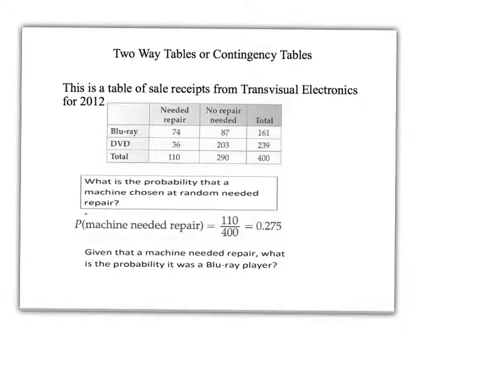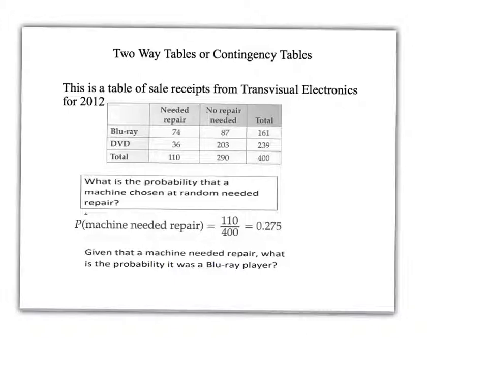In this problem, it's an electronics store, and they repair Blu-ray players and DVD players. Some need repair and others don't need repair. Obviously it's a sale because these are receipts. So some are just sold and some are repaired. And the question is, what's the probability that a machine chosen at random, that always means out of the total sales, it's chosen at random and it needed repair.